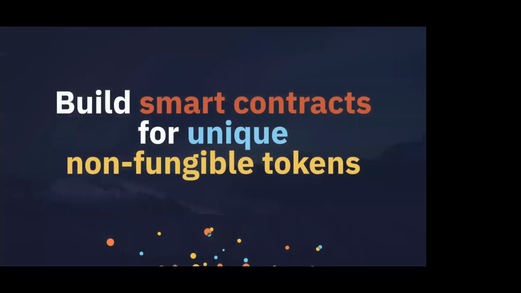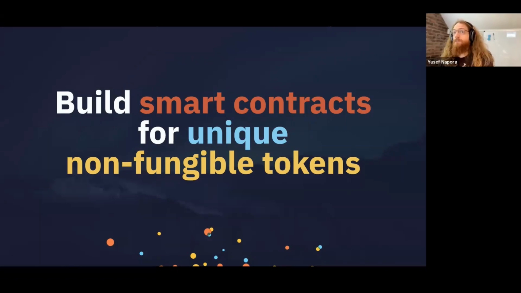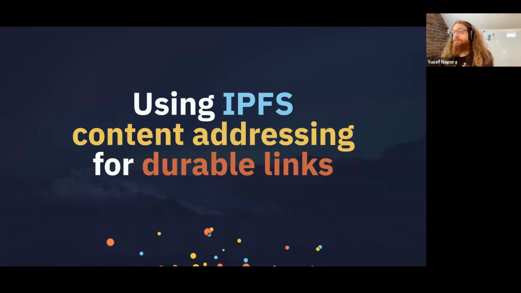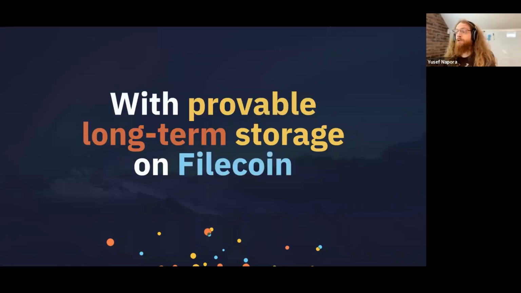So today we're here to talk about how you actually build a smart contract for unique non-fungible tokens, and how you can use our tech to help. And I'll explain why you might want to do so along the way. We're going to use IPFS for content addressing so that we can have durable links from our blockchain contract to the outside world. And we're going to use Filecoin for provable long-term storage. The details of actually interacting with Filecoin are going to be handled for us by a service that we'll talk about in a little bit.